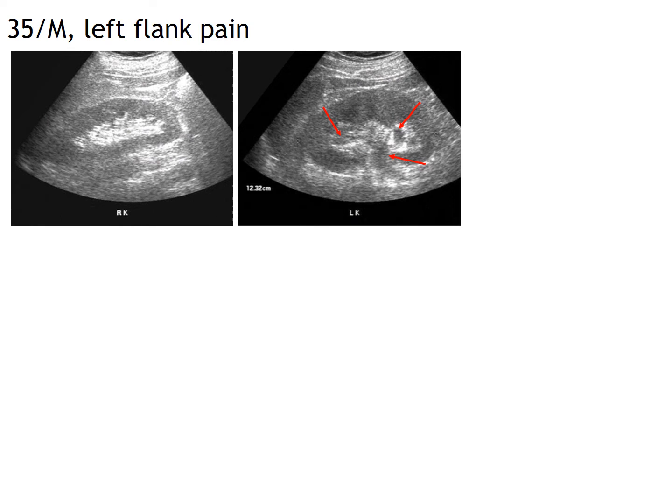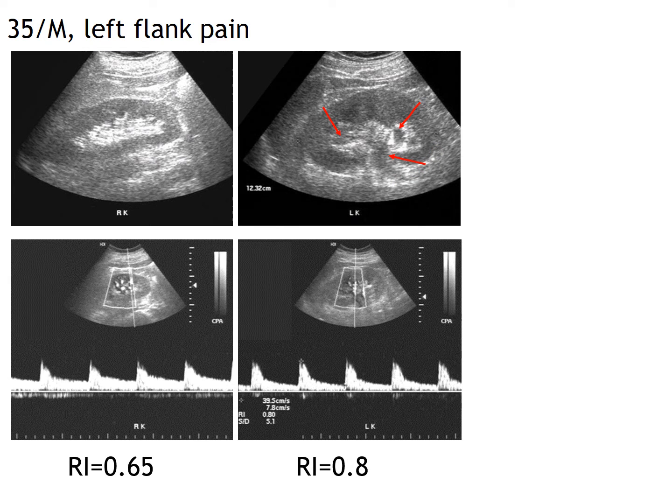This is a 35-year-old man with left flank pain. Ultrasound shows a normal right kidney, but the left kidney is slightly enlarged and shows subtle dilatation of the pelvocalyceal system. Spectral Doppler ultrasound on the right side shows a normal resistive index of 0.65, but resistive index was elevated to 0.8 in the left kidney. With these ultrasound findings, including the elevated resistive index of the left kidney, we may say that this patient has significant obstruction on the left side.